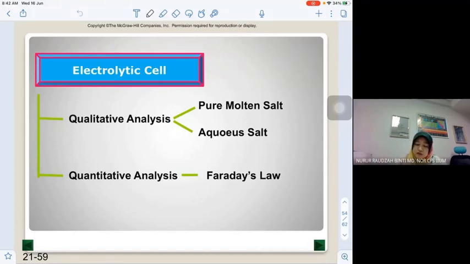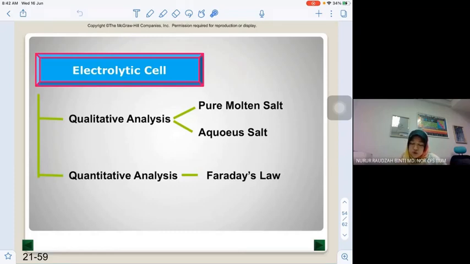Okay, so we have discussed the first part of the electrolytic cell, which is the qualitative analysis, in which we discussed how to predict the products that should be produced at both electrodes, anode and cathode. We also looked at the factors that might affect the product that will undergo oxidation or reduction at the anode and cathode.